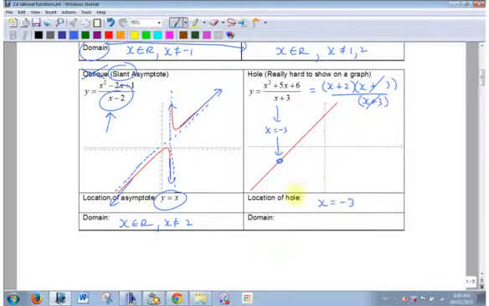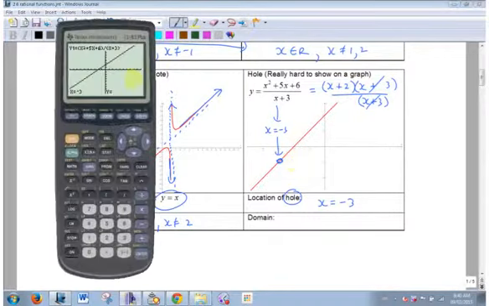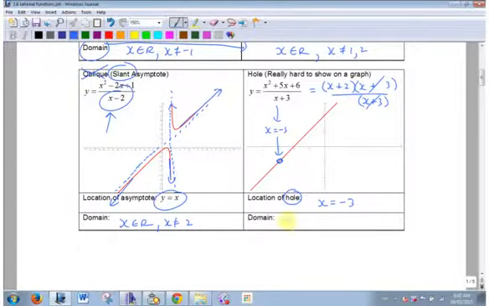Okay? So that's what we call a hole. It looks like just a nice line, but there's a tiny section that's missing, right at that point. And even this old calculator here, that's only $100, even knows that. But it doesn't show you graphically, you have to put it in. So the domain, everything's good except that point.